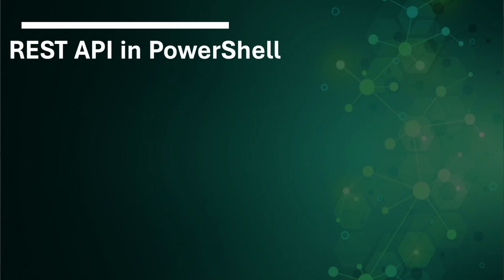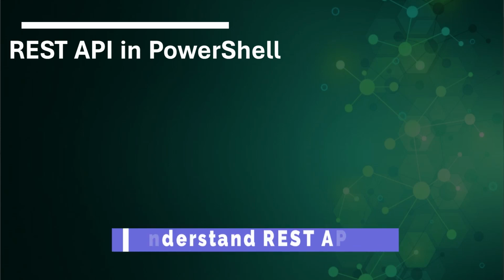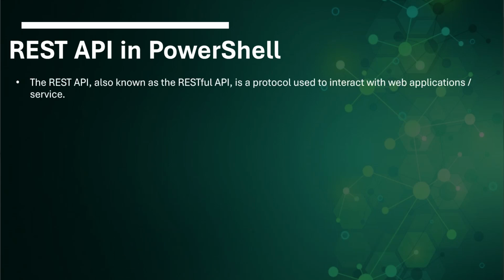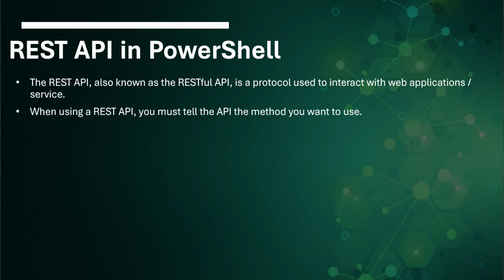Hi there. In this video, we will take a look at how we can call a REST API in PowerShell. First, let us understand the REST API. The REST API, also known as the RESTful API, is a protocol used to interact with a web application or a service. When using a REST API, we must tell the API the method that we want to use.